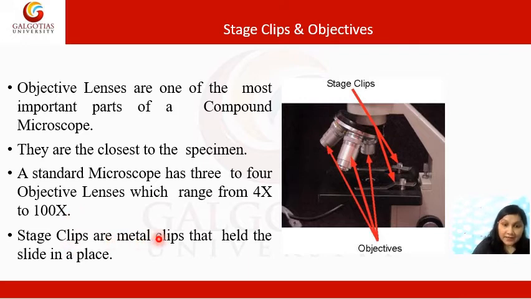And the stage clips are the metal clips that hold the slide in place. Okay, you can recall when you have used the compound microscope, you put your specimen or the object on the slide and then place the slide over here, and in order to secure the slide over the stage, you use these clips. This is just to hold the slide so that the slide will not move from its place. Okay. So these are the stage clips and these are the objective lenses.